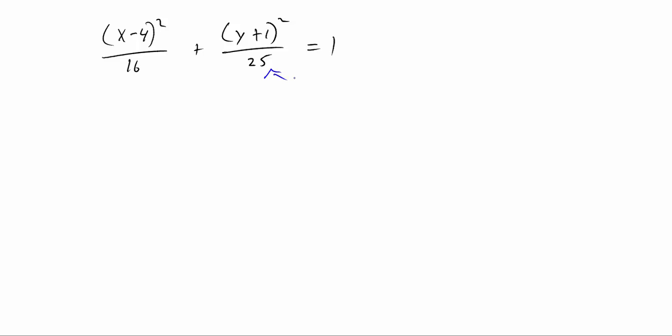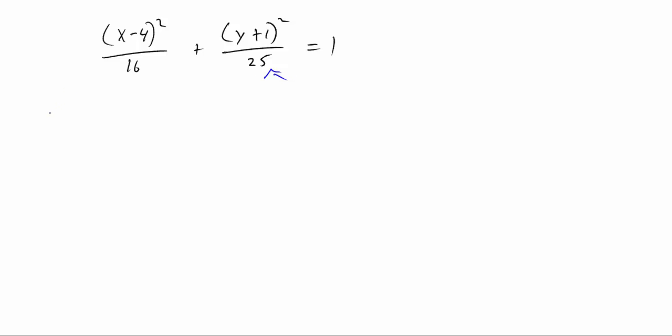Okay, for the next example, we have the equation x minus 4 squared divided by 16 plus y plus 1 squared divided by 25 equals 1. Now this is already in standard form. It's equal to 1. We have our x minus h squared over 16 and a y minus k squared over, in this case, 25. Now we look at the two values, 16 and 25. The 25 is the bigger value, so we know that's going to be our a squared.